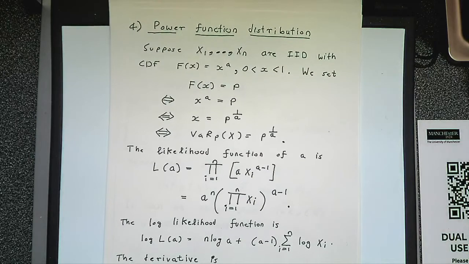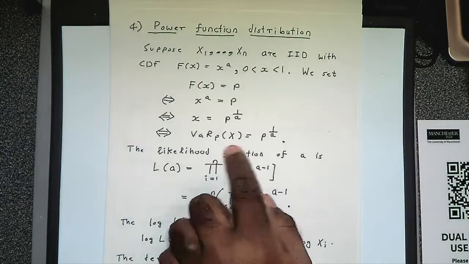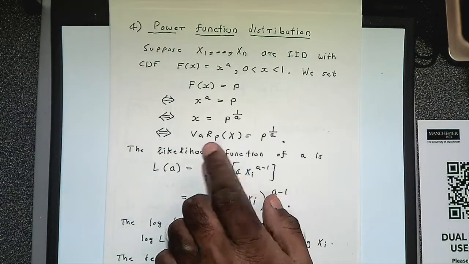The fourth parametric method assumes that the losses are IID from this CDF, and for this, the VaR is given by this. I think I showed this last week.